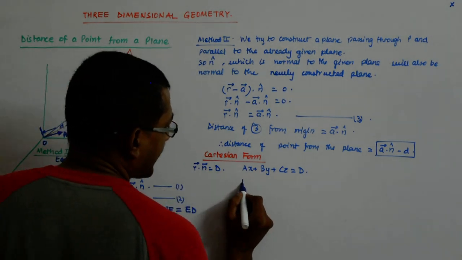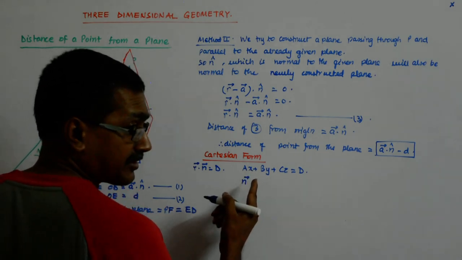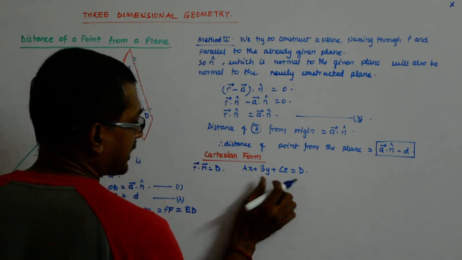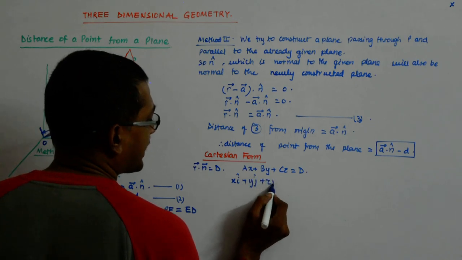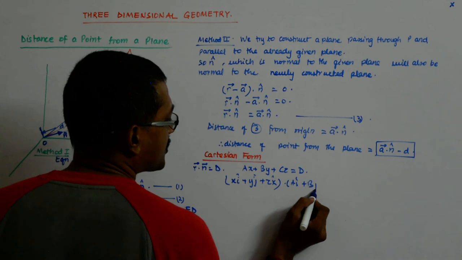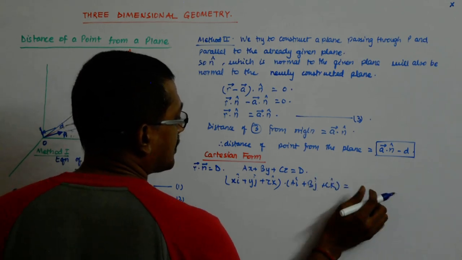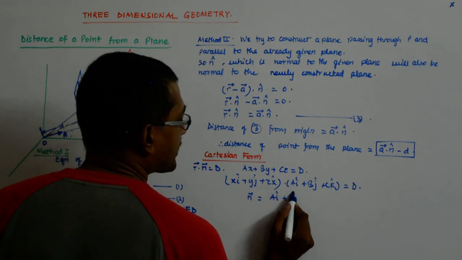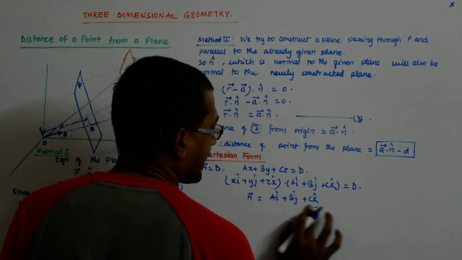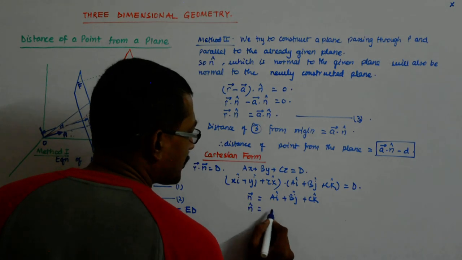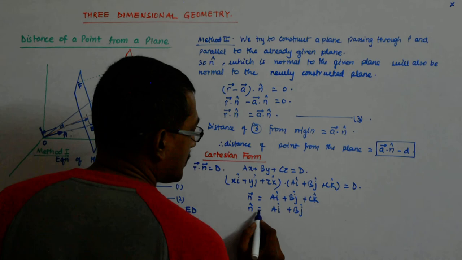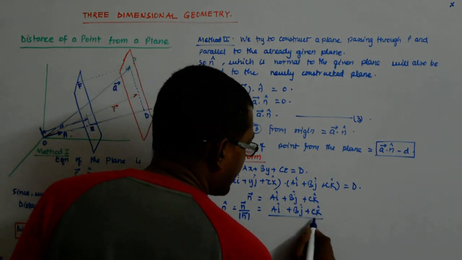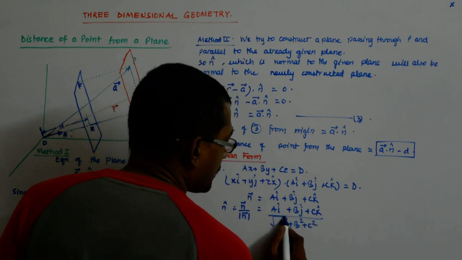Because from here, I know that my n vector is what? Can you tell me what my n vector is? So n, no, you didn't get? x i cap plus y j cap plus z k cap dot a i cap plus b j cap plus c k cap is equal to d. Now n vector is equal to a i cap plus b j cap plus c k cap. Okay. Now I want n cap. So there is no hassle. n cap is nothing but n divided by mod n, that is a i cap plus b j cap plus c k cap divided by under root a square plus b square plus c square. Okay.